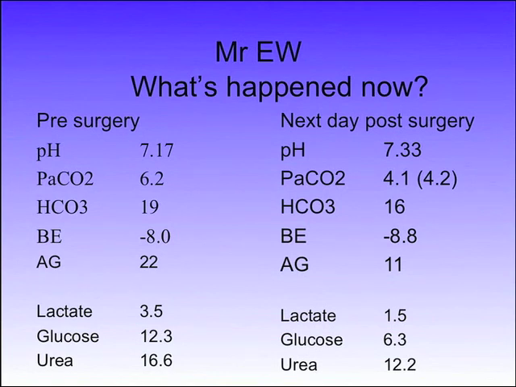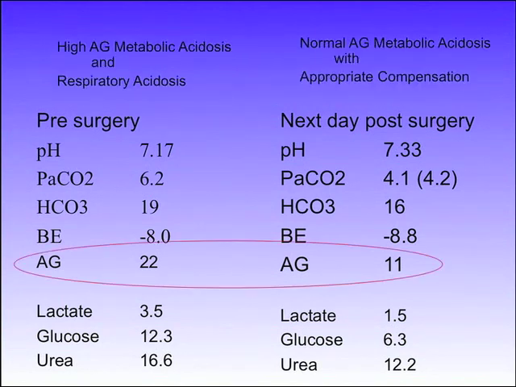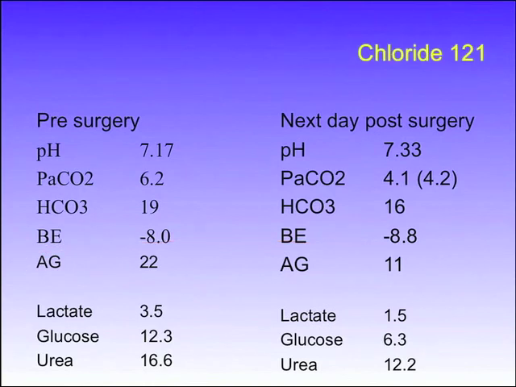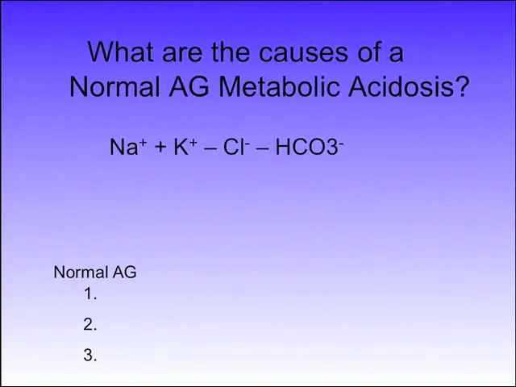So what's happened to his anion gap? It was 22. It's now 11, which is basically normal. And what's the most likely cause for that? If you're a betting person, you'd say saline poisoning. Saline, chloride, yeah. So now he's got a normal anion gap metabolic acidosis with appropriate compensation because he's following the Boston rule, and his chloride happened to be 121, which we caused. So what are the causes of a normal anion gap metabolic acidosis?